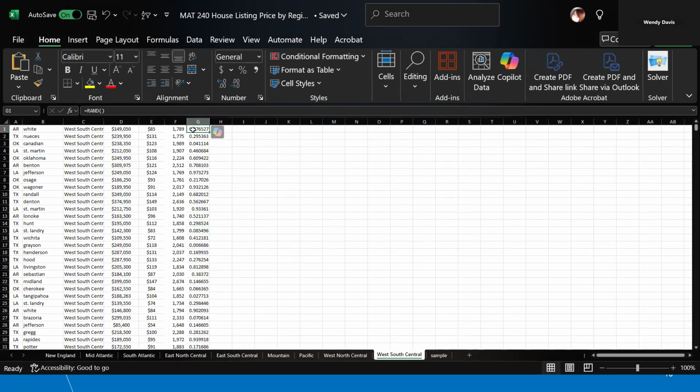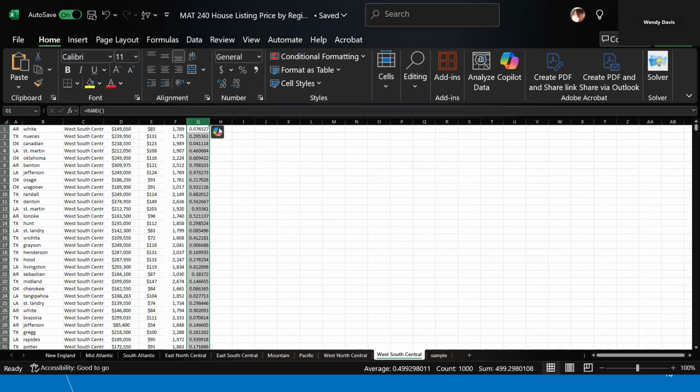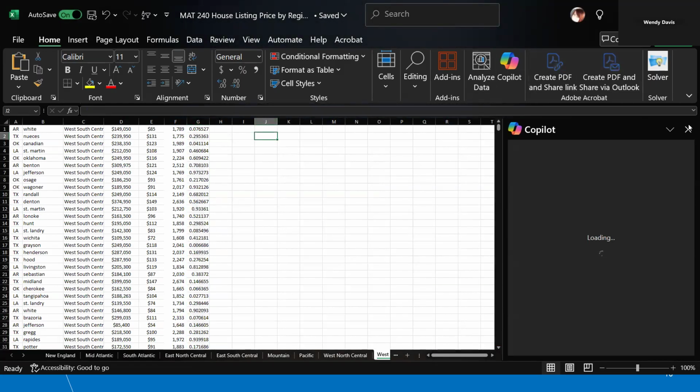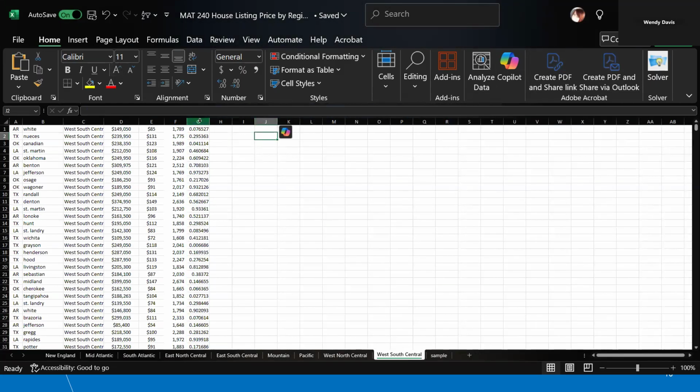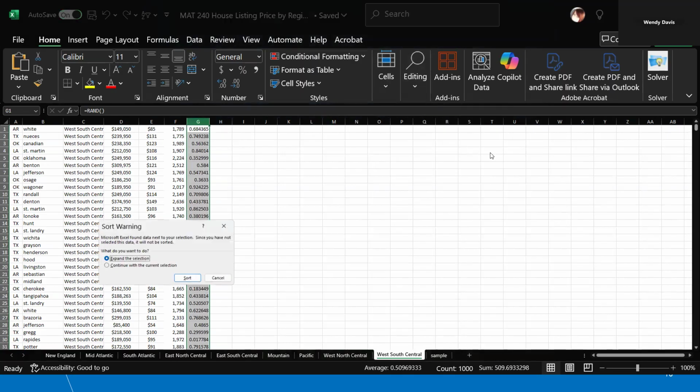Now remember, just putting in the random number didn't do anything to these rows. All that did was put another number there. We have to sort this column to make this truly random. So we want to sort and filter by this column. Remember, you don't want to click a cell, you want to click the column. Sort and filter, smallest to largest.